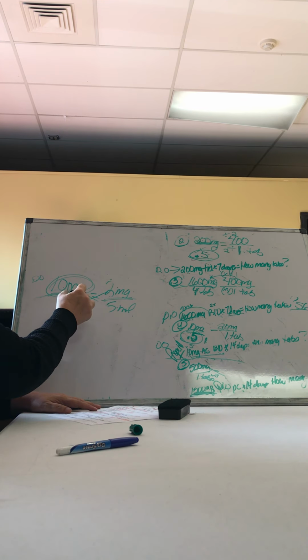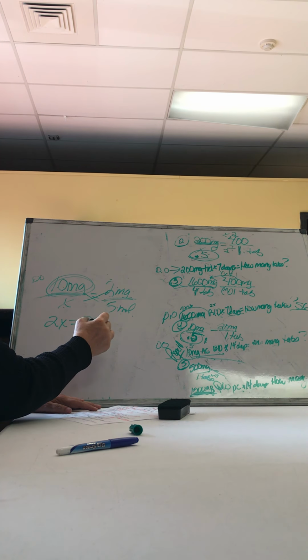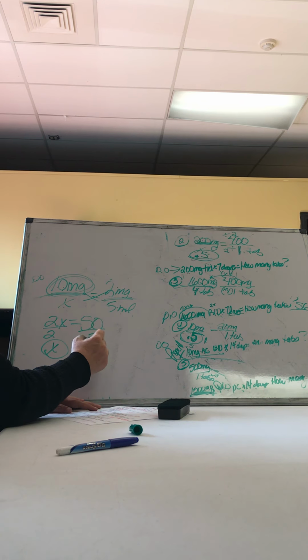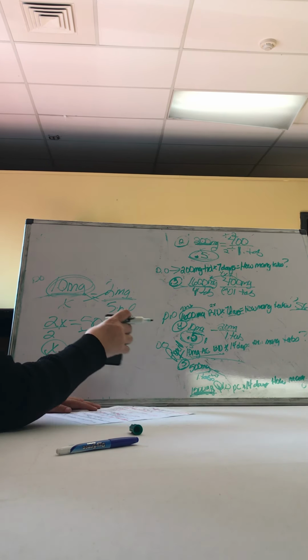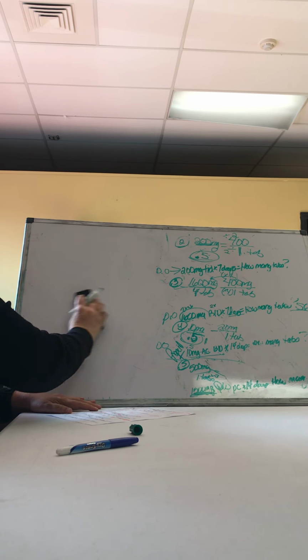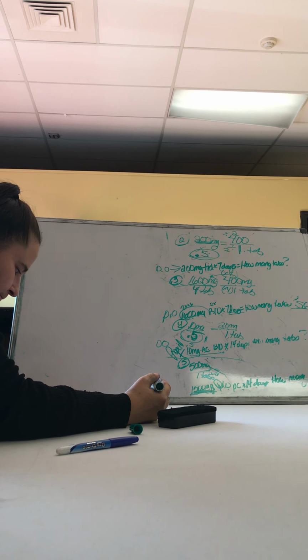How do we find out what that is? 2x equals 10 times 5 is 50. We got to get this 2 by itself. I mean, the x by itself. And then 50 divided by 2 is 25. So either way, you can do those. Those are 2 different ways to figure out those problems.